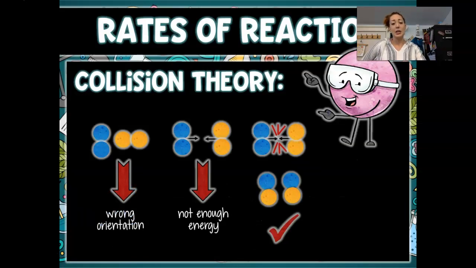Here's an example of a wrong orientation. If they don't hit just right, we're not going to have the right reaction. Or if they don't collide with the right amount of energy, if it's just like a slow-mo, versus here, if they have enough energy, kapow, and then we have a reaction that takes place.